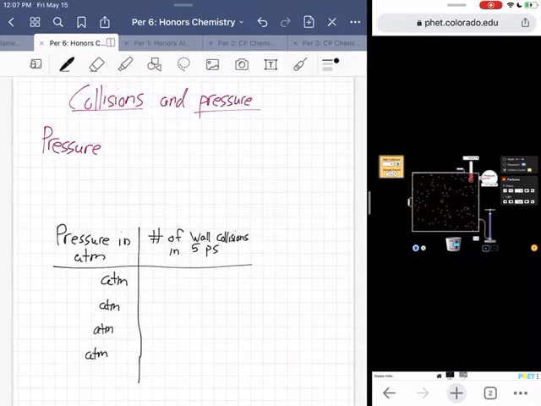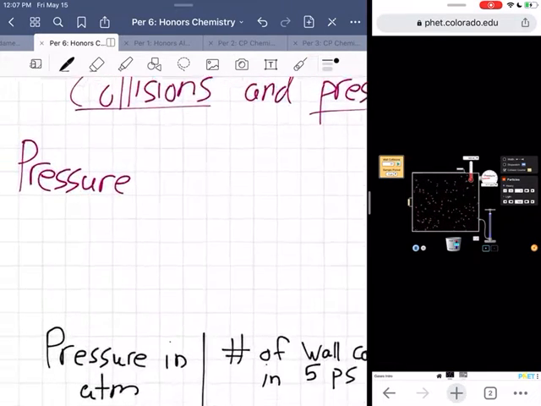Okay, in this video we're going to talk about two things. We're going to talk about the simple definition of pressure and how that relates to collisions, and then we're also going to take some data down in this section down here and see what it actually means when we're talking about the wall and collisions.